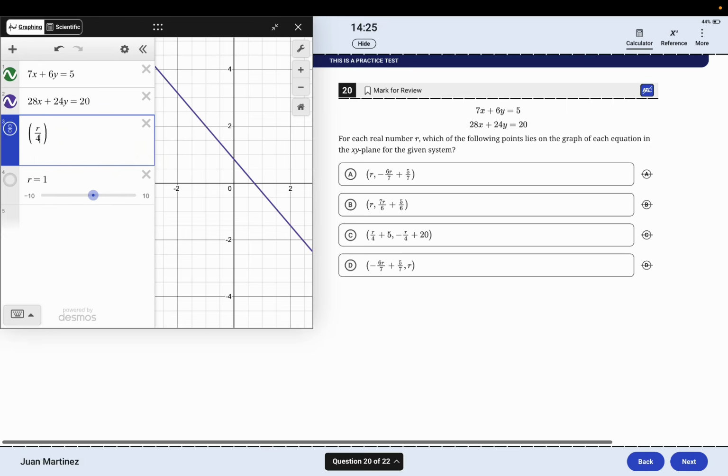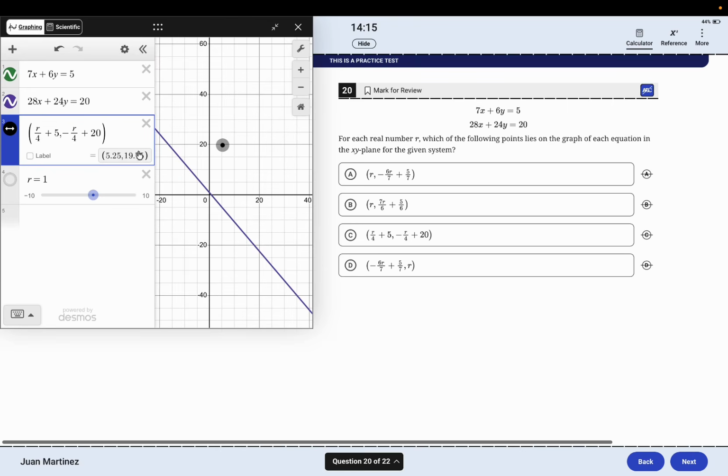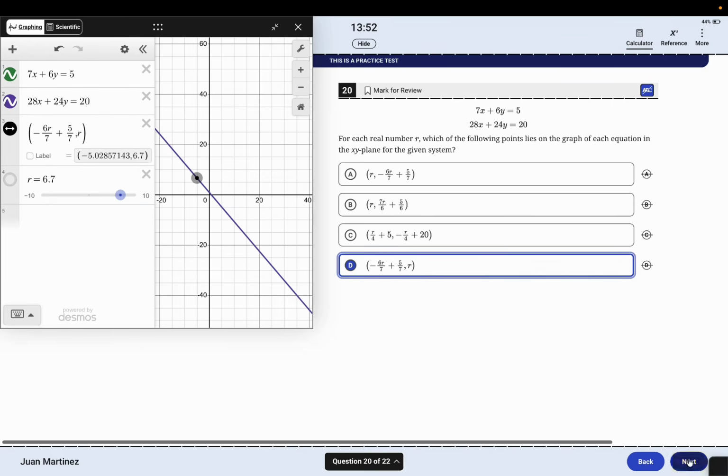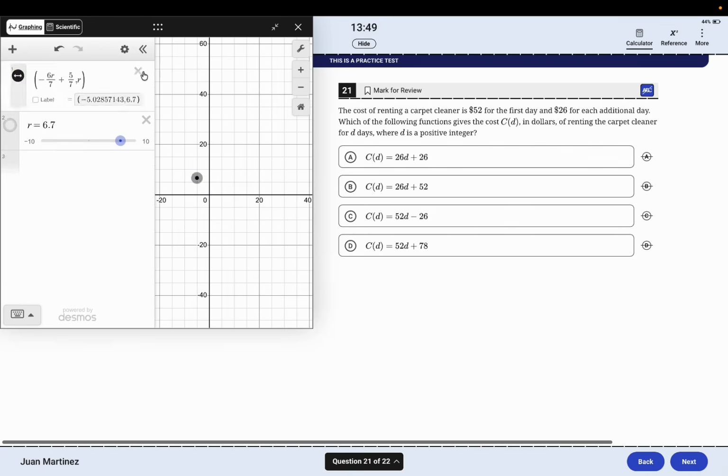Let's try this next one. Plus 5 minus r/4 plus 20. Where's this one? Oh no, it's way up there. It's not that one either. Minus 6r/7 plus 5/7 r. Looks to be good. Oh yeah, that one's gonna be it regardless. As you can see, it's always gonna be on that line. So yeah, that's D.